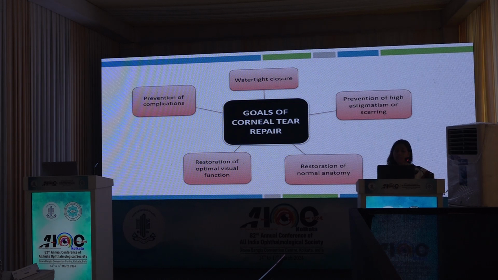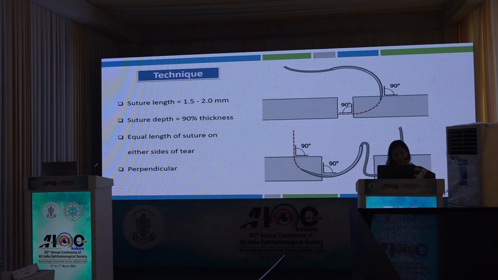The goal of a corneal tear repair is, of course, a watertight closure. That's the first goal, because we want to keep the globe intact. However, in that attempt, it shouldn't be so tight that it causes a lot of astigmatism. We want to maintain the contour as far as possible, unless there's tissue loss, in which case you can't help it. Then restoration of as normal anatomy as possible, and as much visual acuity as you can, and avoiding further complications, such as infection, as we'll discuss.